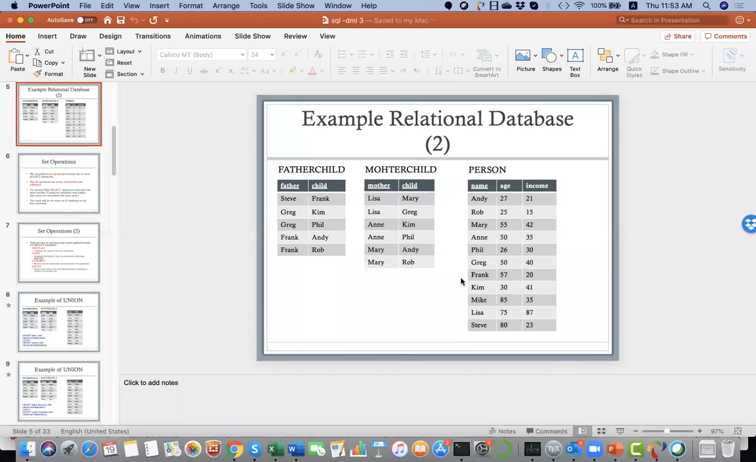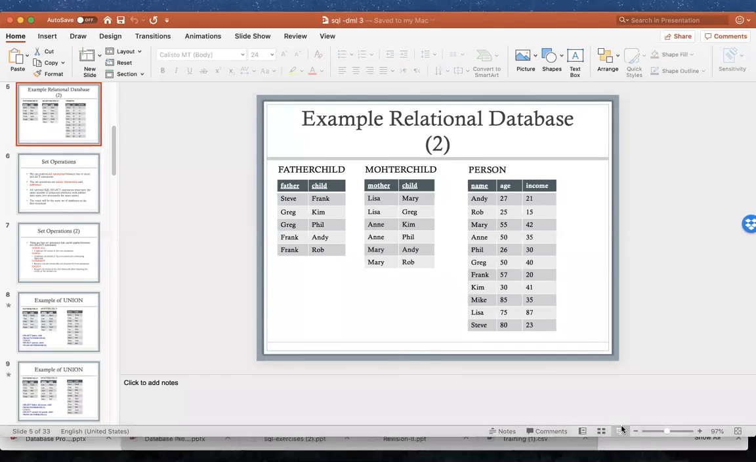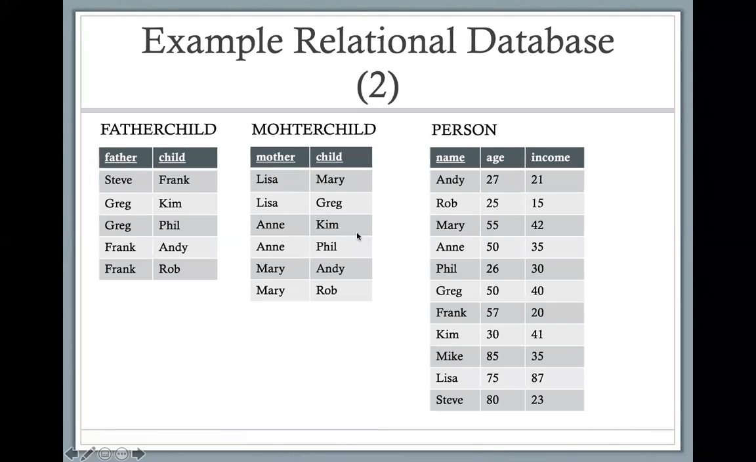If you look at the table, why is Lisa the only result? Lisa's children are Mary and Greg. Both Mary and Greg are above 30. Mary is 55 and Greg is 50. Okay, so both of them are above 30. So Lisa should be returned.